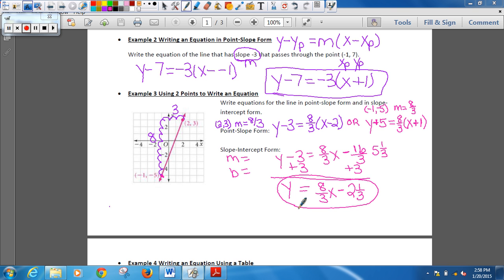y equals mx plus b. There we go. If you look, your slope matches up with the slope we found here. If I look at the graph, does it look like this might cross at -2 1/3? Yeah, it looks a little bit lower than 2, so it makes sense with our graph.